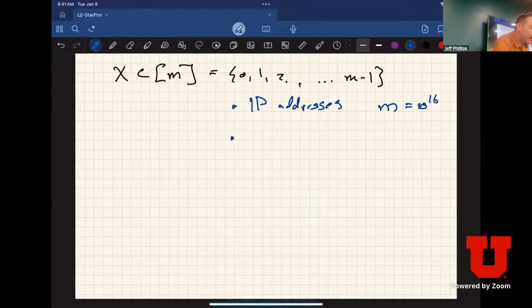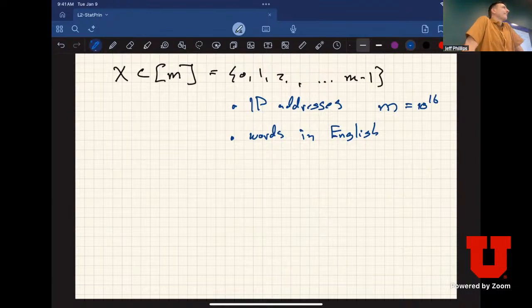Okay, it could also be the words in the English language. About how many words are there, you think, in the English language? What do you think about how many words? How many words in the Wordle dictionary? What do you think about 10,000? Who thinks about 10,000 is right, or it's too small, too big?